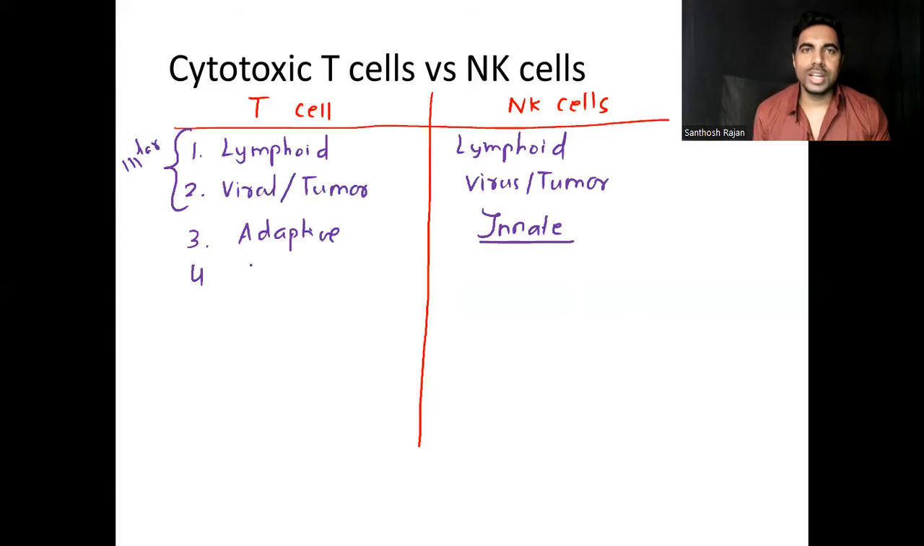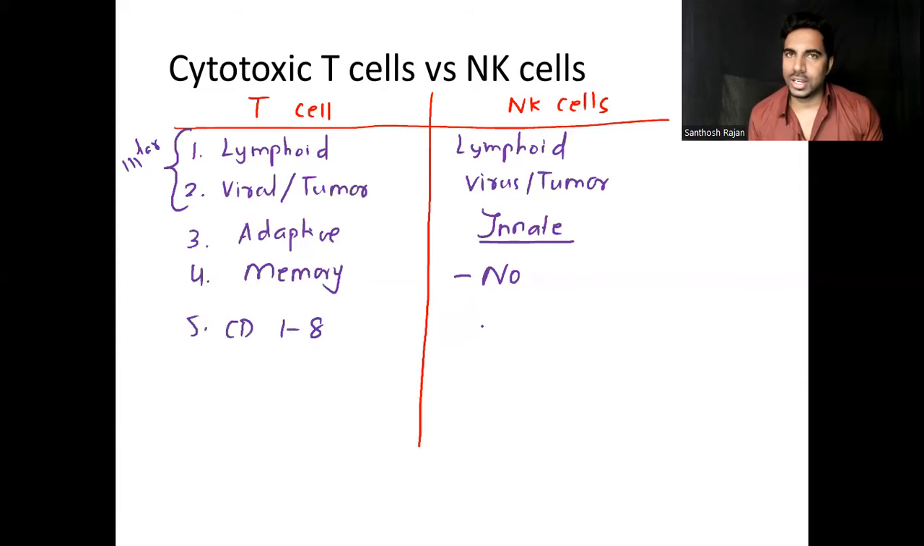Adaptive and innate. So T cell means there is always memory. Here, no memory. There is no memory in the innate immunity. We already spoke very clearly. Marker, we just spoke, CD 1 to 8. And here the marker is CD 16 and 56. Did I miss anything else? I think almost done. So this is how T cell, B cell, natural killer work. Both attack virus and tumor, but the only difference is adaptive versus innate: memory is present here, no memory there. CD 1 to 8 versus CD 16 to 56. That's it. I think most of them are covered here.